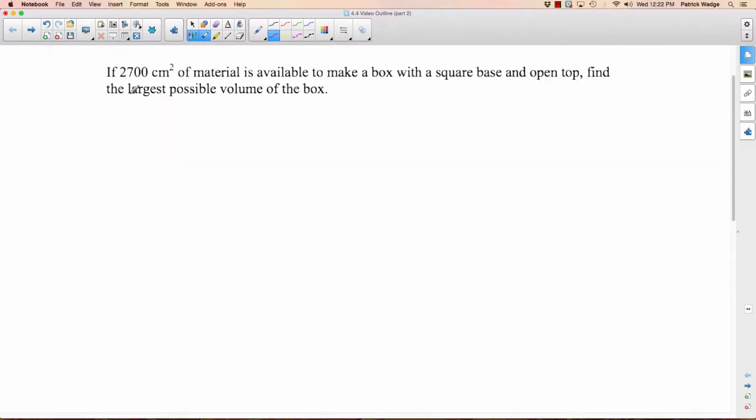If 2,700 centimeters squared of material is available to make a box with a square base and open top, find the largest possible volume of the box. So you remember that the first thing we want to do is draw a picture. So what we have is a box, and there is no top on this box. Not really sure how to draw that, but there's no top. It's open.